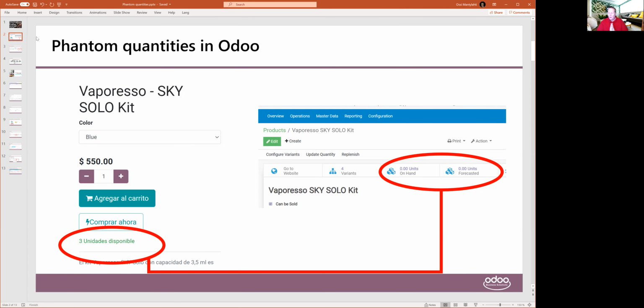We had one client who is running Odoo's e-commerce site, and they were complaining to us that they are seeing phantom quantities of the products that they are selling, and it's very strange because the on-hand quantity in Odoo and the forecasted quantity in Odoo are different. The website is showing that there are 3 units available, but the on-hand and the forecasted quantities are different. So we started investigating what has happened here.